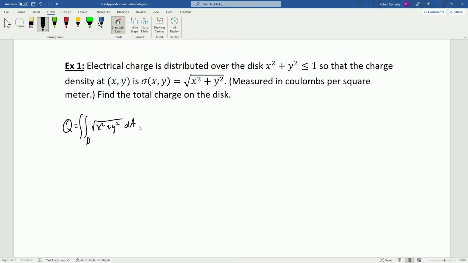Now, when we think about this region, the region is a disk, and we've got this x squared plus y squared in here. Those are two big hints that this problem is probably easier to solve if we put things in polar coordinates. So this region, as we've seen in polar coordinates, can be described by a radius between 0 and 1 and theta between 0 and 2 pi.